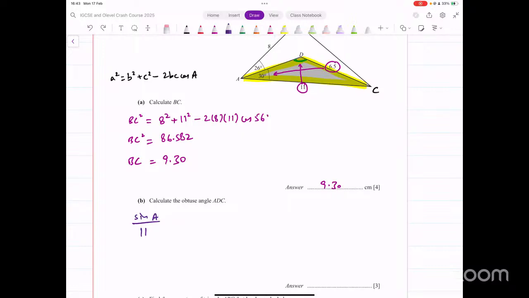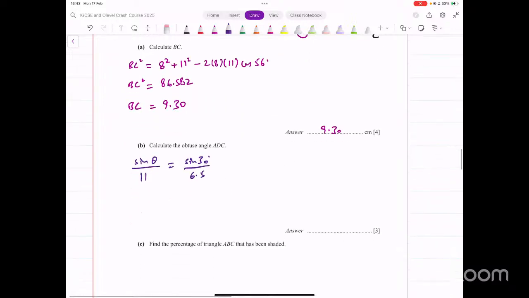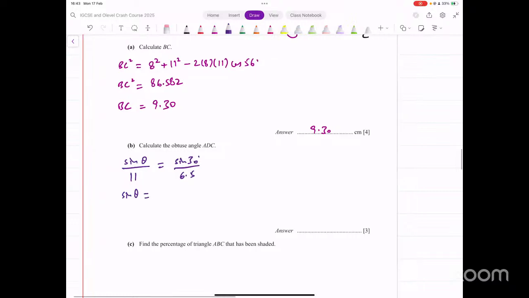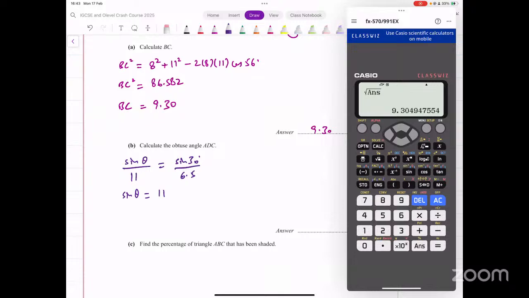Or what we can do is we can just call this theta for now, the angle that's missing. That equals sine of 30 divided by 6.5. And now we can find the value of theta from our calculator. Sine theta equals 11 sine 30 divided by 6.5. So I can just take this 11 to the other side, multiply it there. Now on my calculator, I'm getting 11 sine 30 divided by 6.5, and on the right side, I have 11 over 13. So sine theta equals 11 over 13.